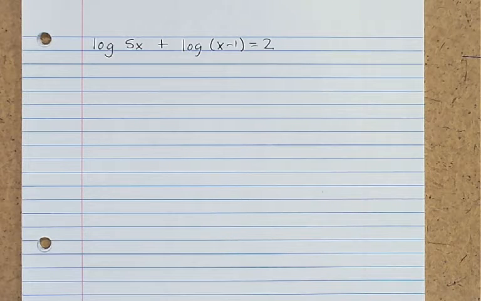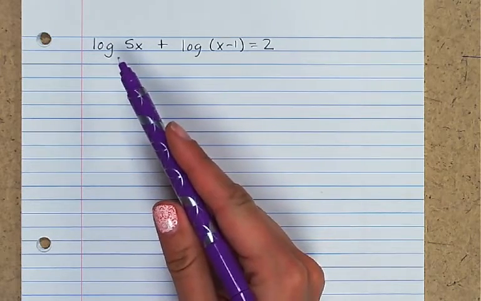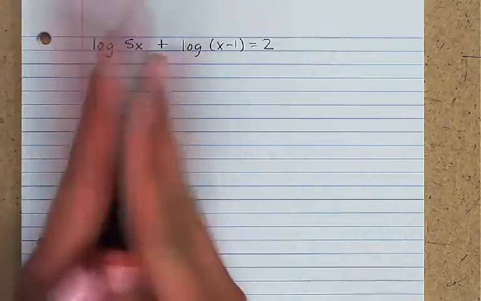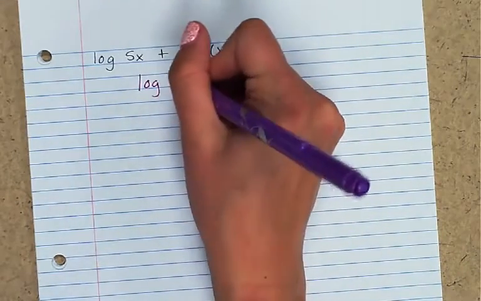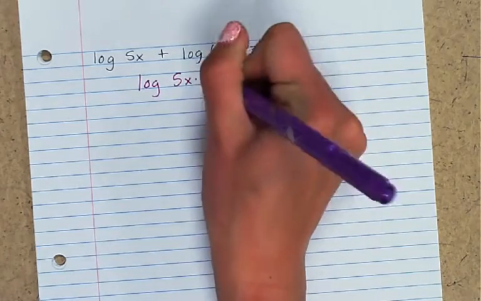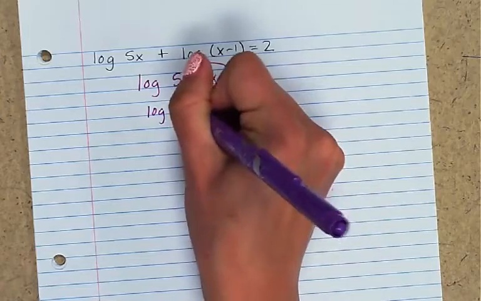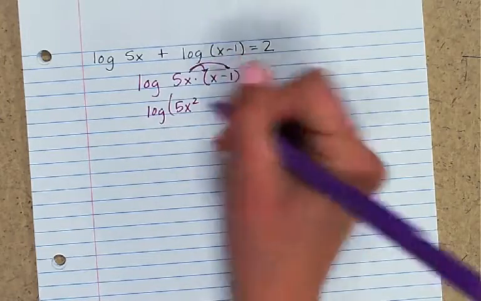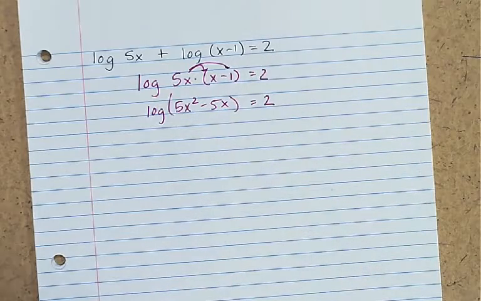Okay, last one. Log 5x plus log x minus 1 equals 2. So remember when there's no number here, it's called the common log, and there's an imaginary 10. So I'm going to put those together, because we can only have one log when we're solving this. Addition goes with multiplication. So I'm going to distribute this to both parts. So we end up with log of 5x squared, I guess I could put parentheses, minus 5x equals 2.